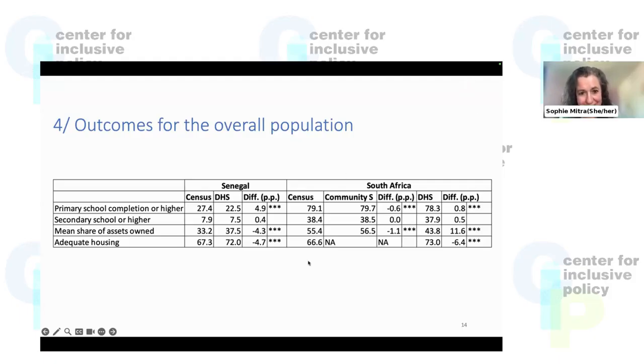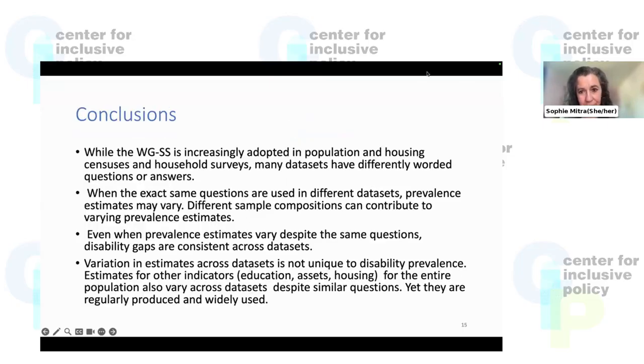So what this means is that even when we do not disaggregate by disability status, or focus on disability prevalence, but move to other indicators, there are differences across data sources, and yet these estimates are routinely produced, included in census and survey reports, and used widely.